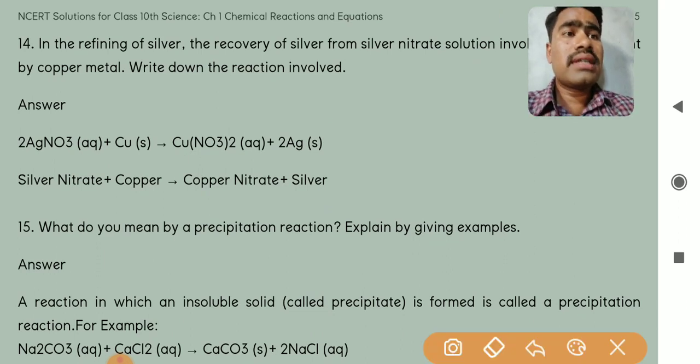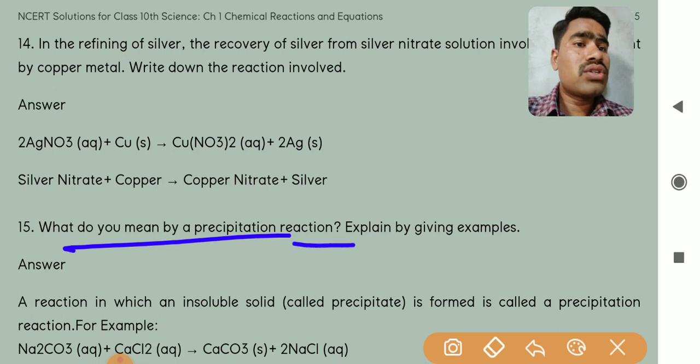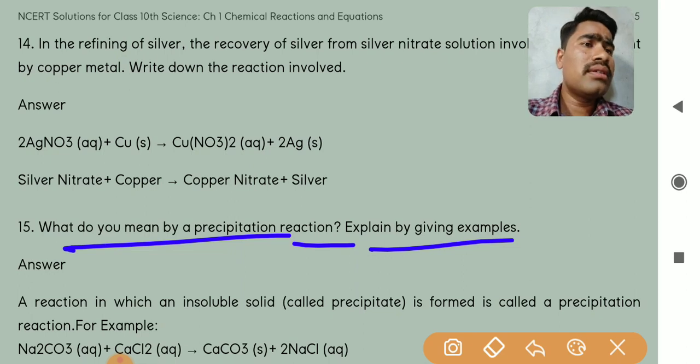The next question is: what do you mean by precipitation reaction? Explain the precipitation reaction by giving an example. Precipitation reactions are also called double displacement reactions. Double displacement reaction is also referred to as precipitation reaction, meaning both are the same. Precipitation and double displacement are the same.